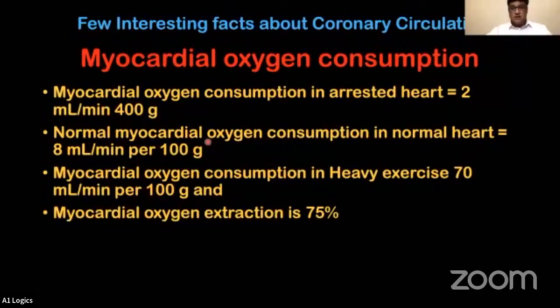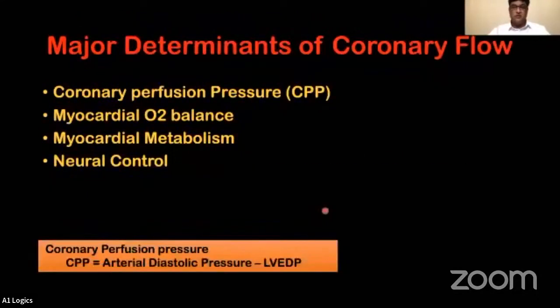Right? Again, an interesting fact about the myocardial oxygen supply. The myocardial oxygen consumption in a cardioplegic heart is about 2 ml per minute per 100 grams. The normal myocardial oxygen consumption in a normal heart is about 8 ml per minute per 100 grams. And myocardial oxygen consumption in heavy exercise increases to about 70 ml per 100 grams of tissue. And myocardial oxygen extraction is 75%. So what you see is the extraction is already at its maximum, 75%. So if you don't take care of oxygen supply when the demand is very high, that is a time when they get into cardiac arrest.